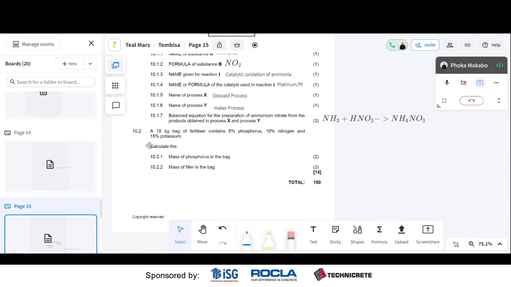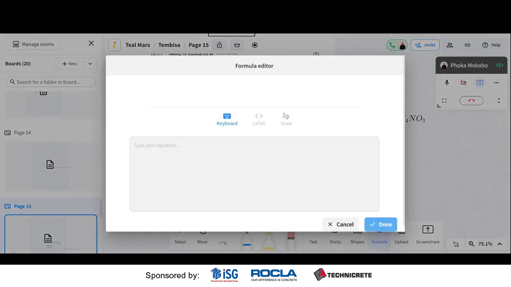10.2. A 15 kg bag of fertilizer contains 5% phosphorus, 10% nitrogen, and 15% potassium. Calculate the mass of phosphorus in the bag. Well, this is now just formula work. We are looking at the ratio of N to P to K.